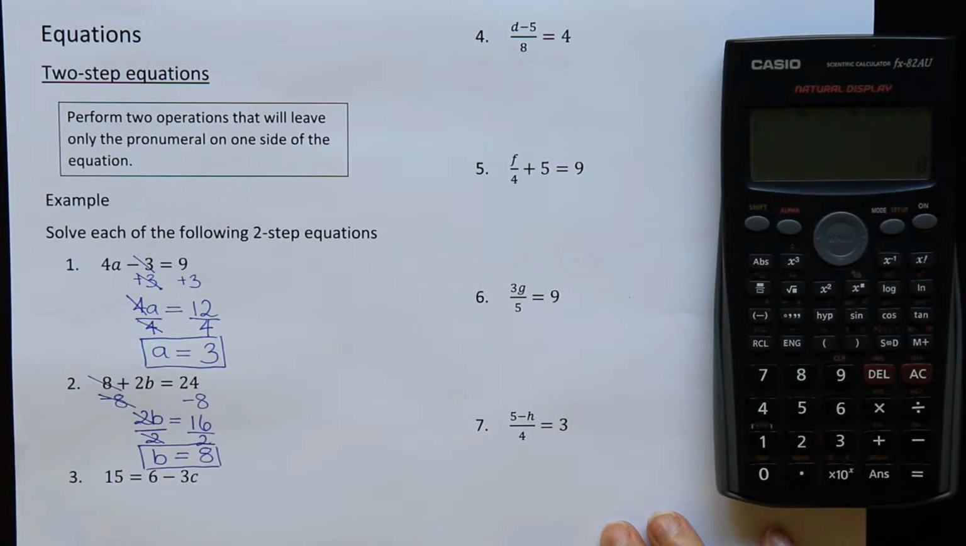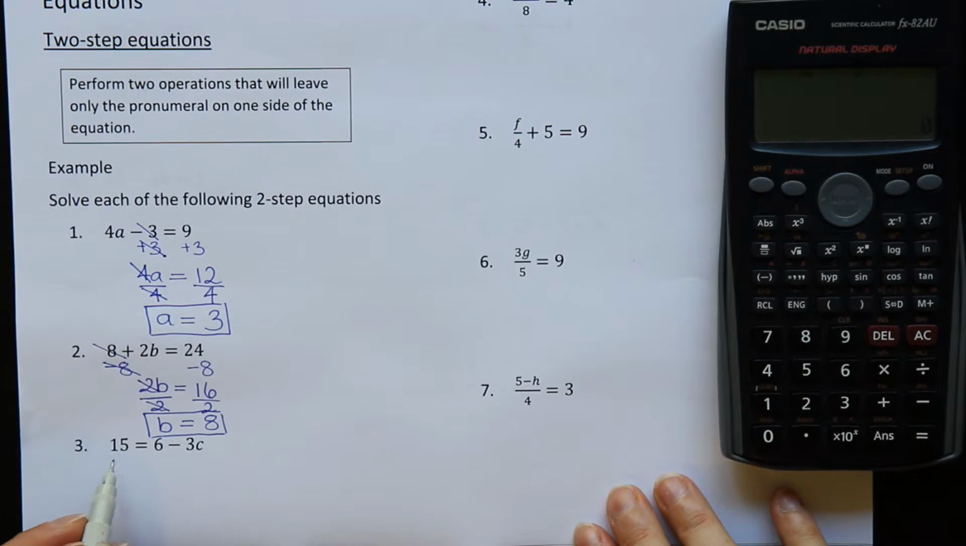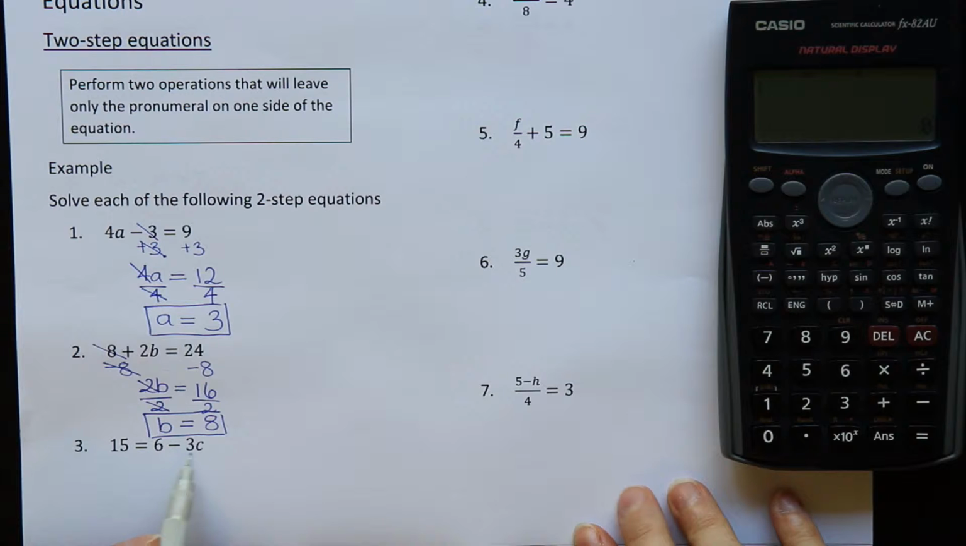All right, question 3. 15 equals 6 minus 3c. Now this time we have the pronumeral on the right-hand side of the equation. That hasn't happened before. So these are the two numbers on this side this time, the 6 and the minus 3, that we have to move across to the other side of the equation. So c is multiplied by the minus 3, and then the 6 is 6 minus the 3c. The 6 is the last thing to happen, so it's the first thing that needs to go.